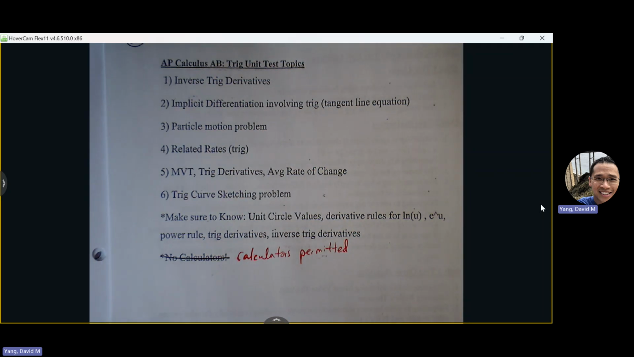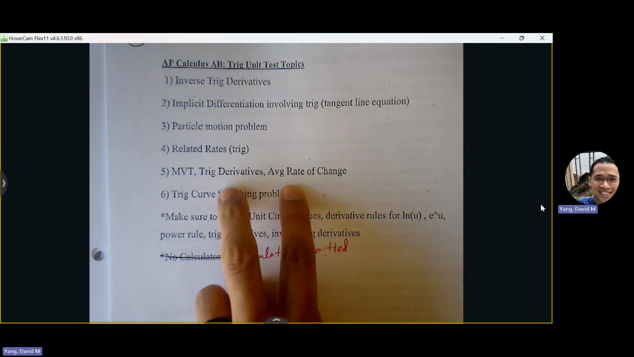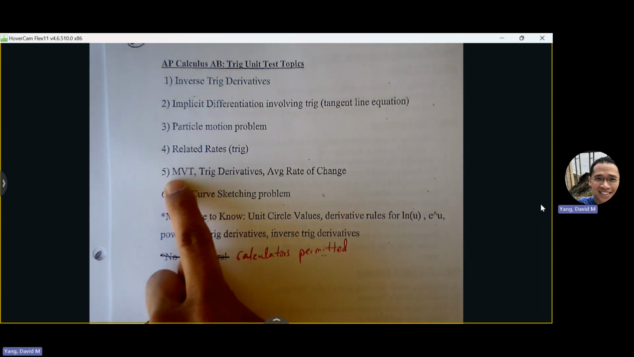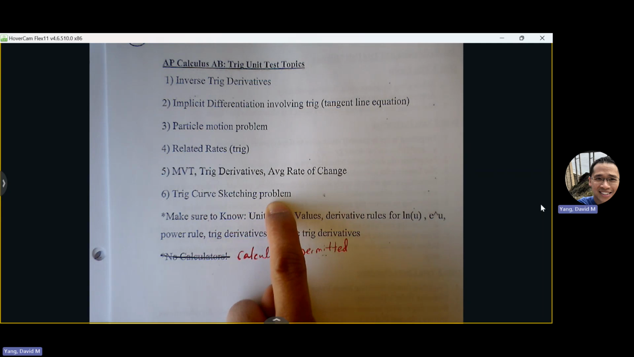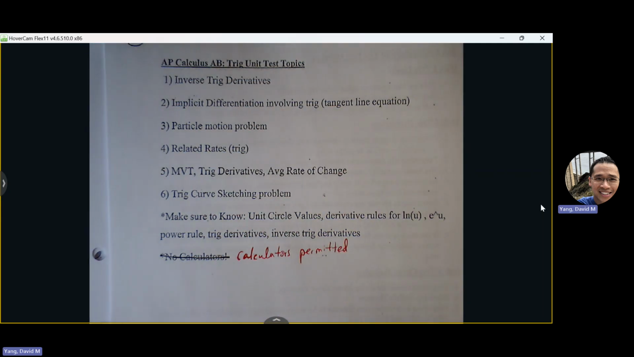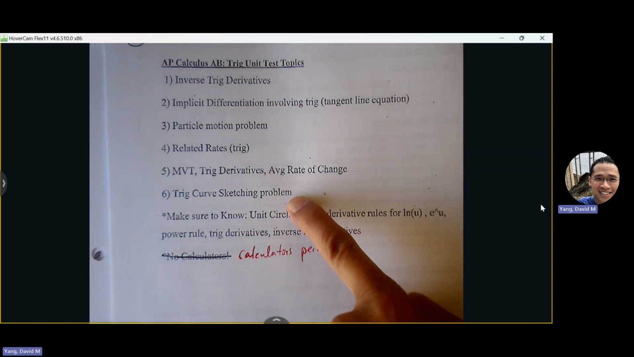I have a bunch of problems in the test review, so we'll get more chance to continue to review that. Mean value theorem, trig derivatives, average rate of change. We did mean value theorem when we did curve sketching, so we'll practice that at the beginning of class. Trig curve sketching problem, where you have to do first derivative test, concavity, create your sign lines, and then find your ordered pairs and sketch your graph. You'll get to use your calculator to confirm your steps, but I do need to see all your steps as well.